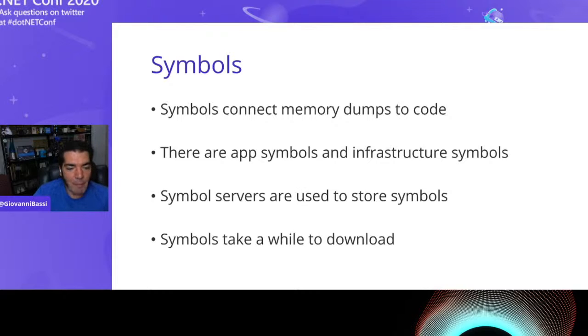You can have application symbols and infrastructure symbols, which is what I'm calling the Windows symbols for Windows APIs and the .NET libraries. They are what I'm calling infrastructure symbols. And you also have your application symbols. Microsoft publishes their symbols on a symbol server that you can download freely.